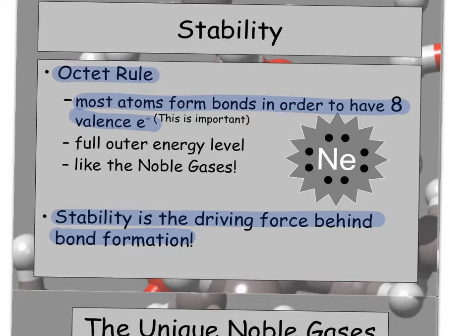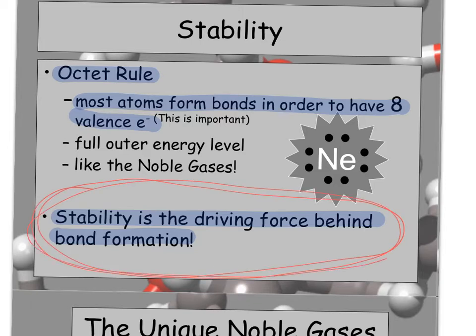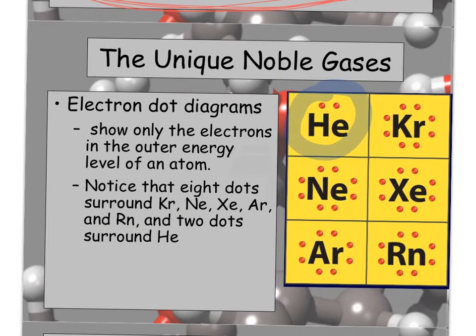Stability is the driving force behind bonding. This is why atoms bond, to get stable, to get a full outer shell. To get a full outer shell, that is why bonding occurs, to reach that atomic stability.